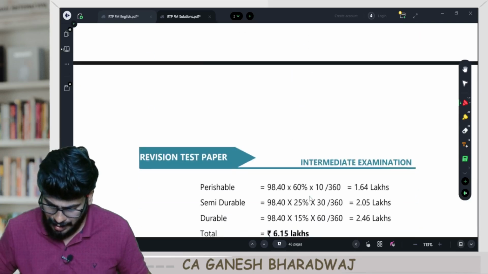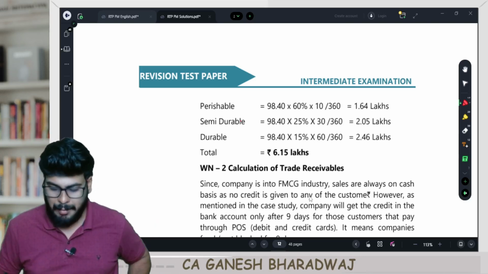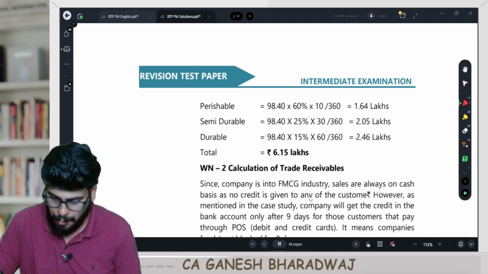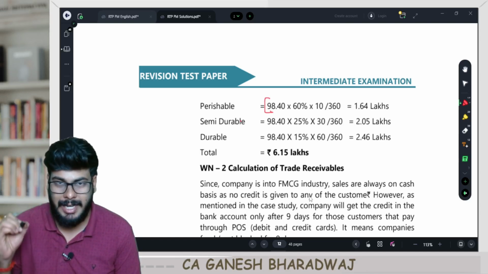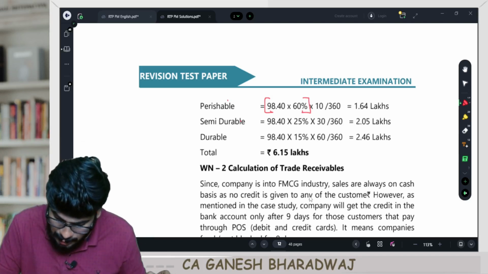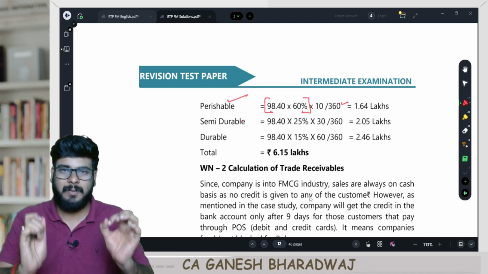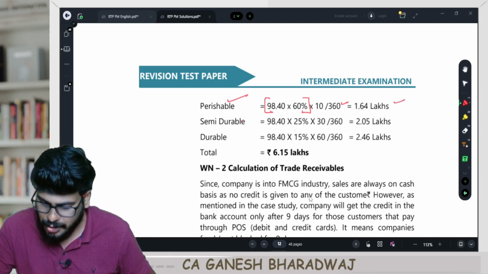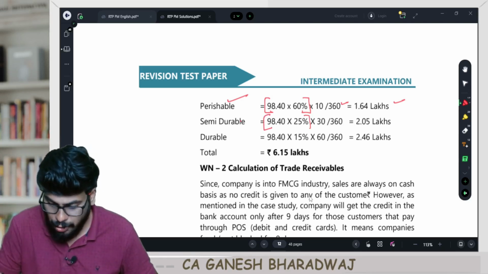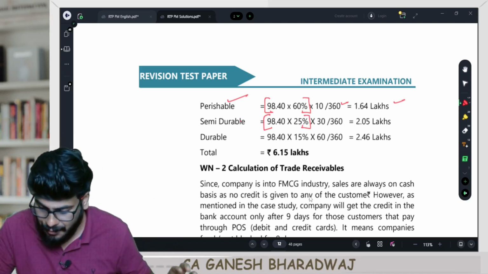So what we need to do, very simple. In case of perishable, semi-durable, durable. Perishable, overall we saw that 60% of my total sales comes from my perishable products. So basically cost of goods sold of 98.4 lakhs on that 60%, this is going to be the cost of goods sold with respect to perishable product, correct? If that is for 360, how much is it going to be for 10 days? Because it gets blocked only for a period of 10 days, it is going to be 1.64 lakhs. Similar calculation, semi-durable, 98.4 lakhs into 25%. This is going to be the cost of goods sold with respect to semi-durable product, but that figure is for 360 days.